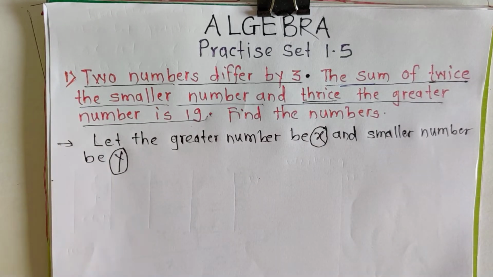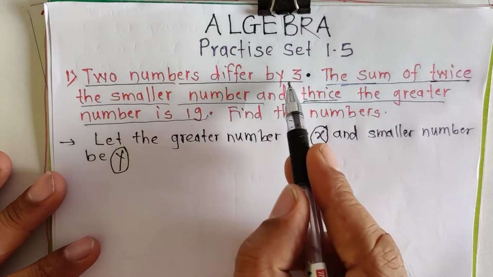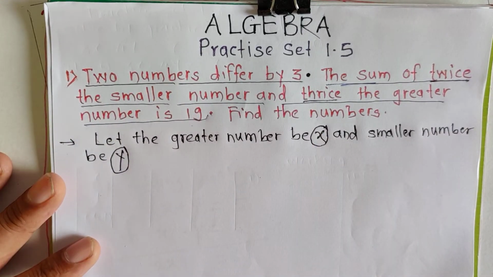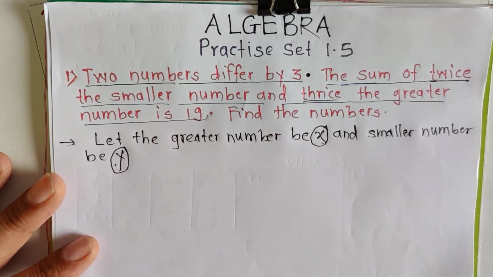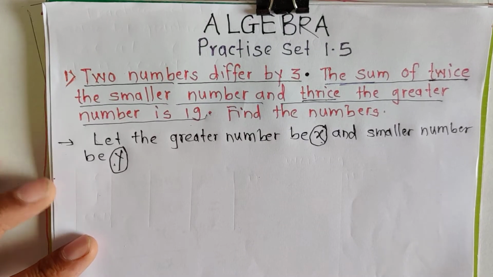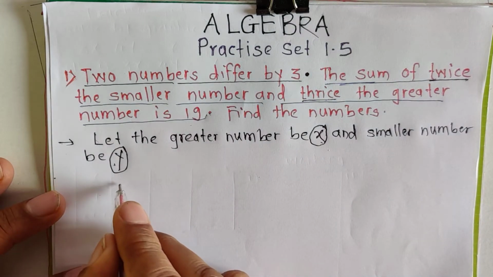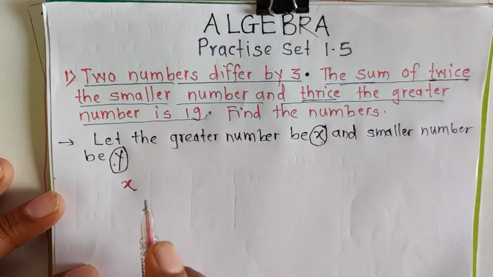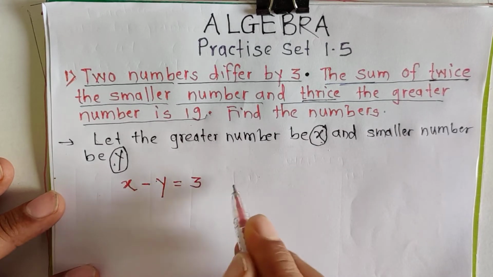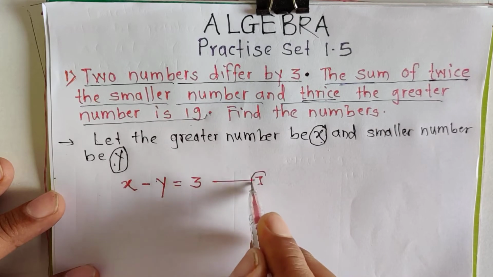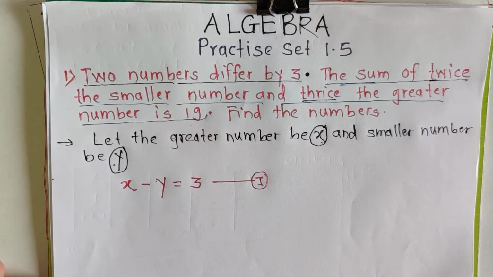Now read the first condition. What is that first condition? Two numbers differ means difference. Difference means greater number minus smaller number is equal to 3. So the difference between these two numbers is 3. That is the meaning of this. So we get equation number 1 as the greater number x minus the smaller number y is equal to 3. So this is our equation number 1. In this way we can easily form the equation.